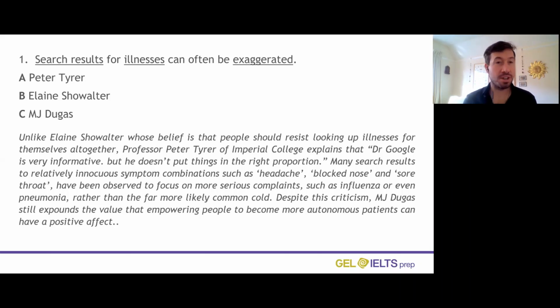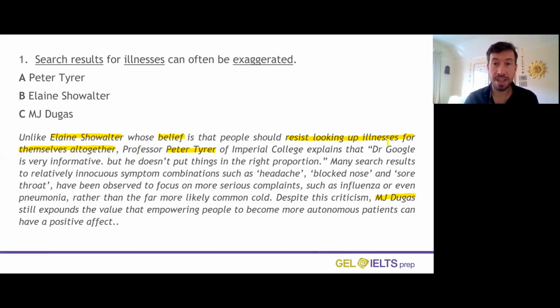So the first thing we need to do is to find the people's names in the text, to scan for them. So we can see we've got Elaine Showalter here, Peter Tyra here, and we've got MJ Dugas down here. And then we need to check their opinions to these. But let's start with Elaine Showalter. So here we're looking for, it can be exaggerated. Elaine Showalter believes people should resist looking up illnesses for themselves altogether. So she thinks you should never look up illnesses for yourself. She doesn't say anything about exaggerated, so she just says never look them up.